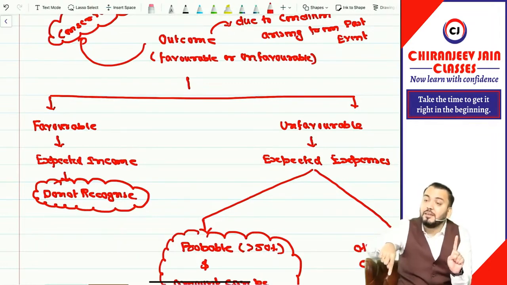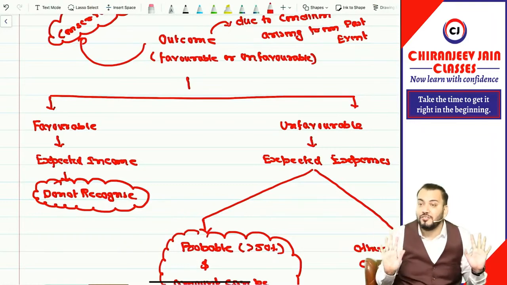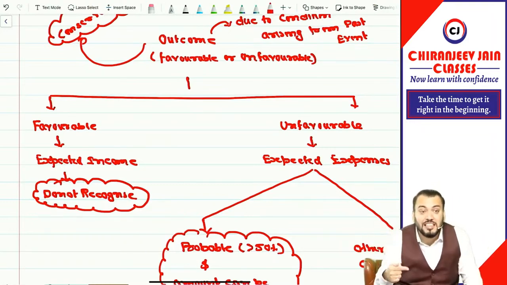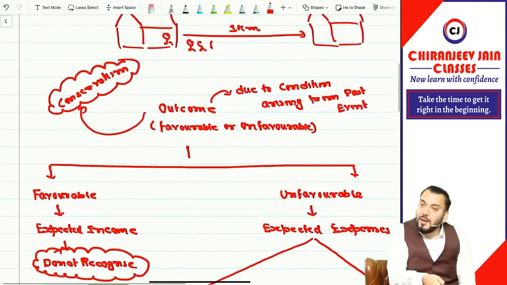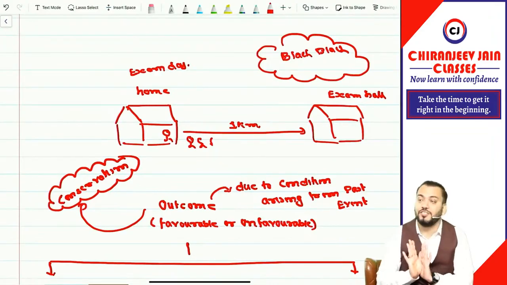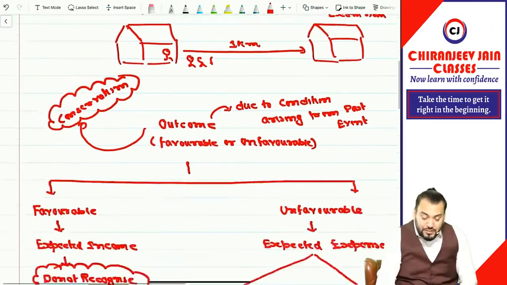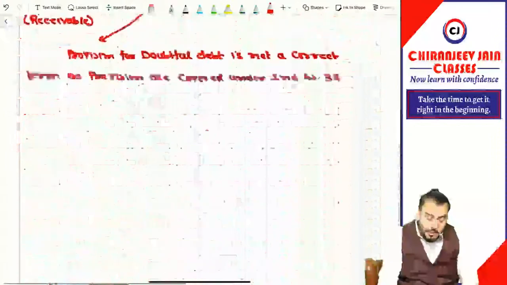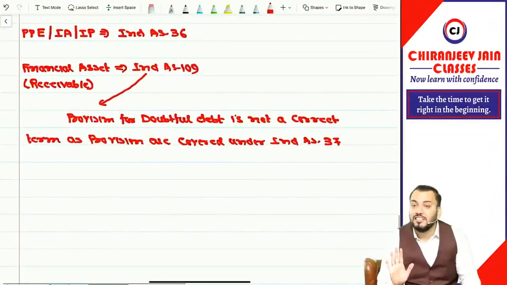When I am saying decline in the value of asset, it is nothing but impairment loss. When I am saying decline in the value of asset, it means what? Impairment loss. Right now one new term I have given. Decline in the value of asset means impairment losses. So depreciation is not decrease in the value of asset.